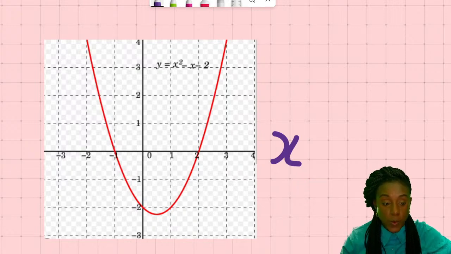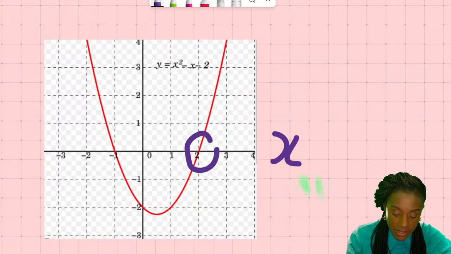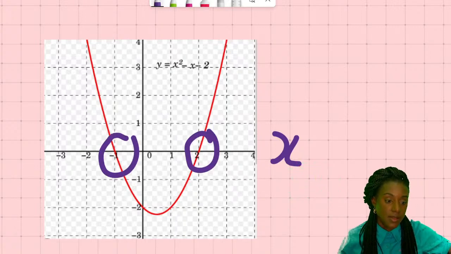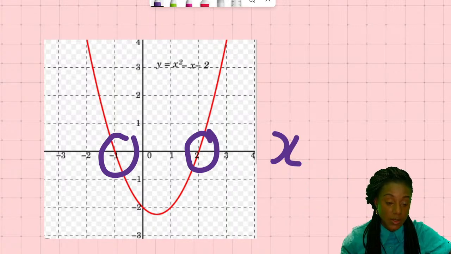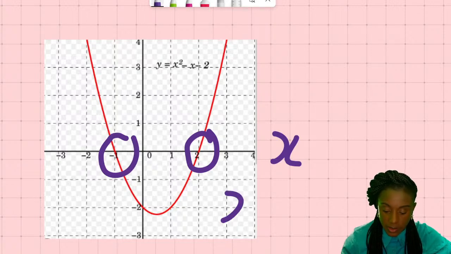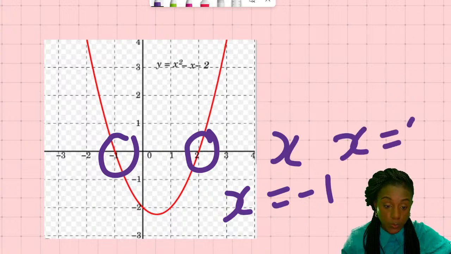Okay? When y is equal to 0, you simply look on the x-axis at the point where the graph intersects the x-axis. At these points, y is equal to 0. Okay, so the values of x would be x is equal to -1 and x is equal to 2.